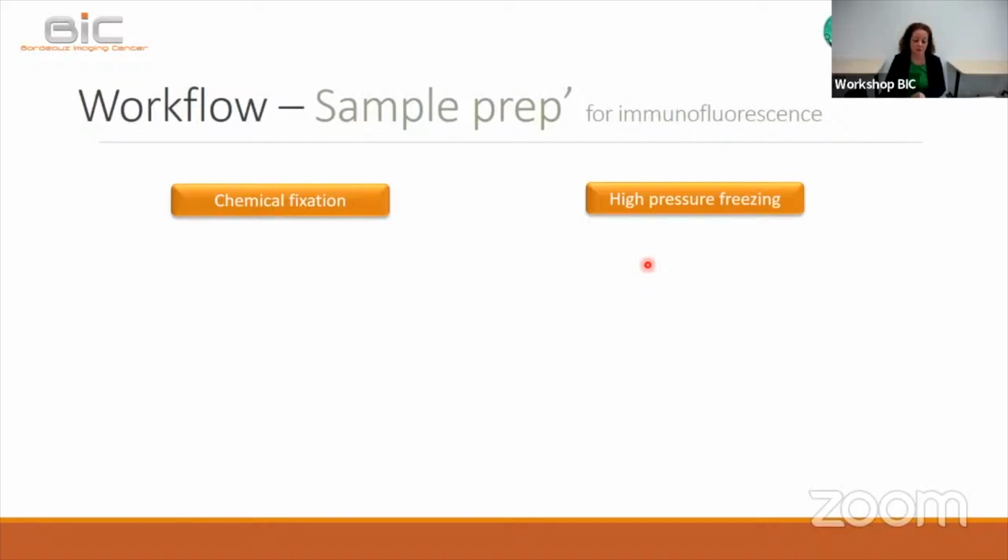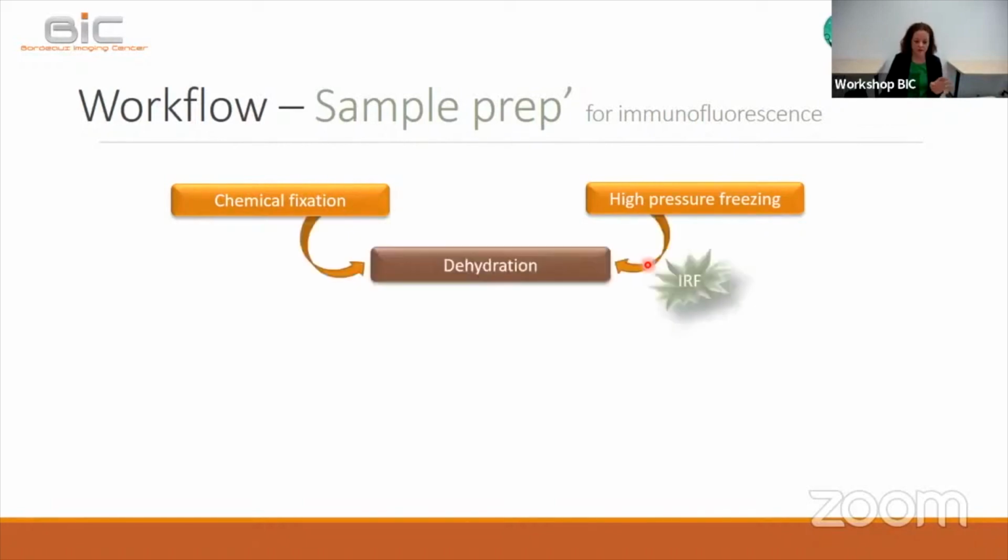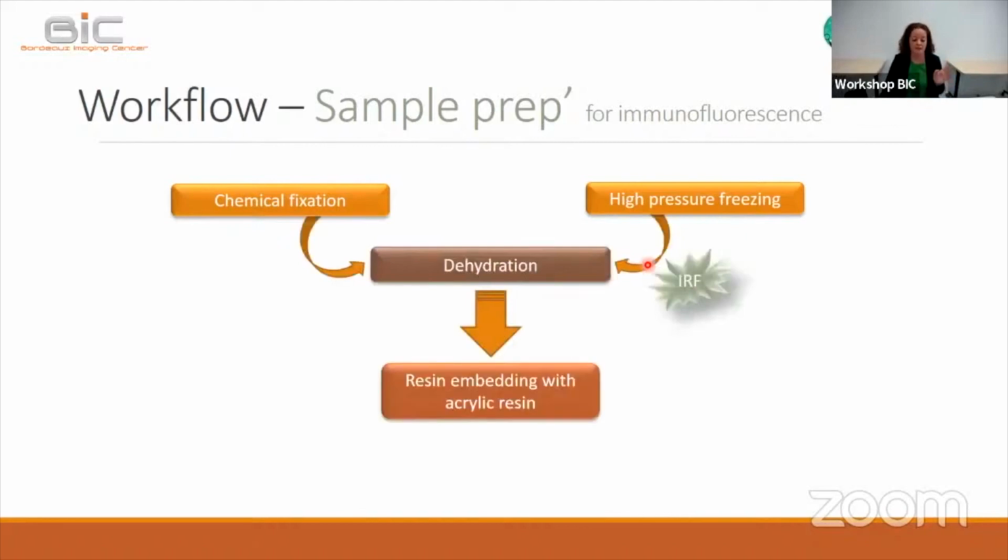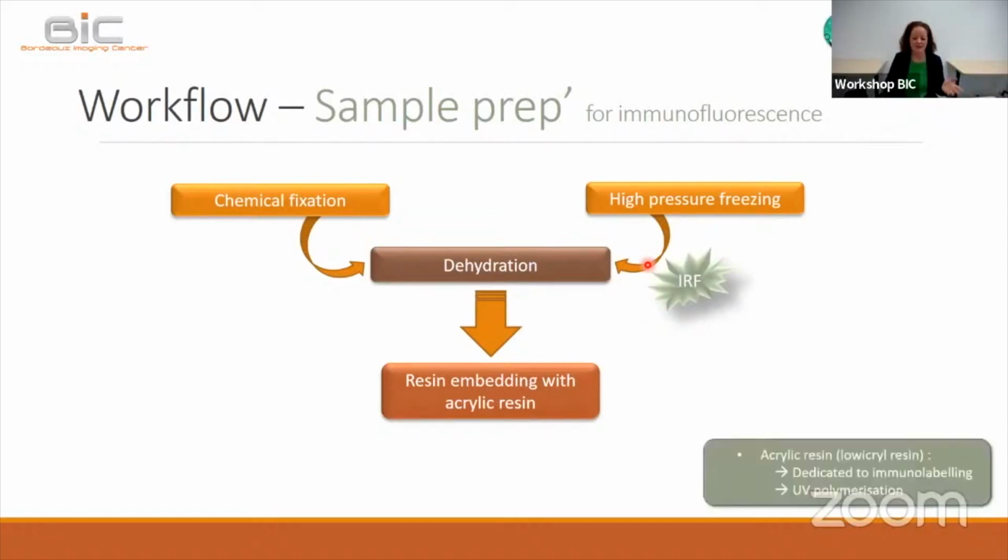So if you have seen our previous workshop on immunolabeling, I already described the different ways to prepare the sample. So here it's really quick. You can do a chemical fixation with aldehyde or a high pressure freezing, then dehydration and resin embedding. So we already spoke about acrylic resin. So here it's the resin that we will use, HM20 again, because it's dedicated to make immunolabeling on section.